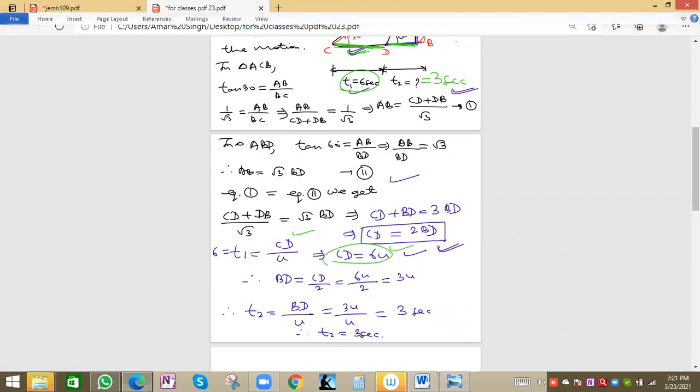And from this relation, we can find the BD value. BD will be half of CD, CD by 2. So this will be 3u. The BD distance we got is 3u in terms of speed u, because speed is not given. You can take the u value because it's uniform, the same. So T2 will be distance by speed. Distance 3u, speed is the same u everywhere. So 3 seconds will be the final answer.